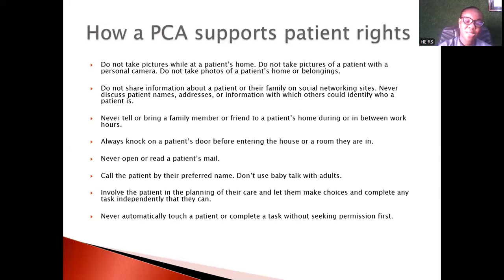You don't automatically touch your patient or complete a task without seeking permission first, even as little as when you want to do vitals. Explain what you want to do and ask for permission. So, can I go ahead, sir? May I go ahead, ma'am? If you have to do a change of dressing, may I go ahead to change this wound now? So please seek permission before you perform activities. That way you would be supporting your patients to enjoy the patient's rights that are due them.